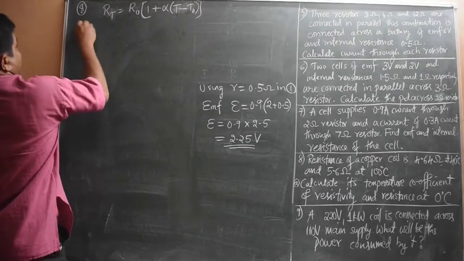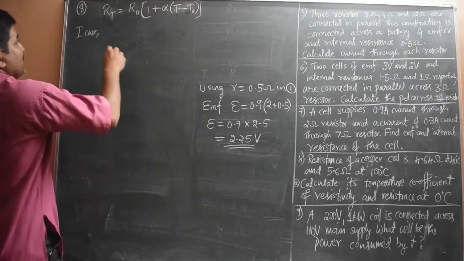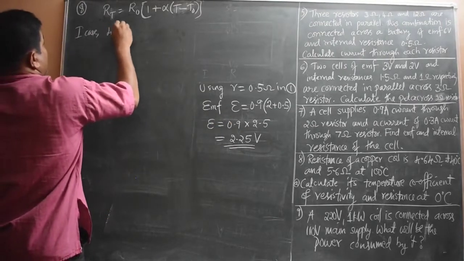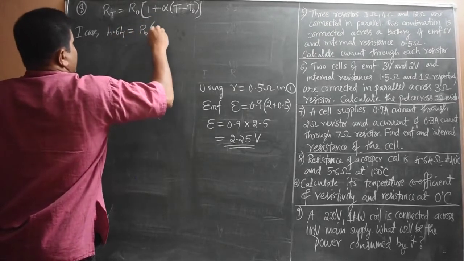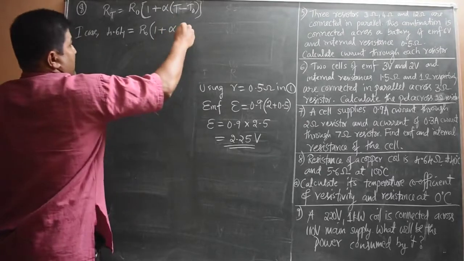So now, first case, like the previous problem, only two cases are there here. First case, resistance is 4.64 ohm, equal to R naught, value we don't know. Then 1 plus alpha, value also don't know. Then T minus T naught.